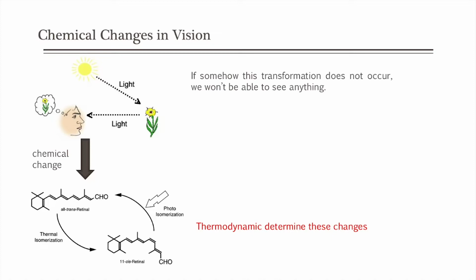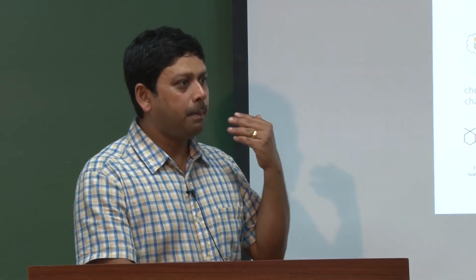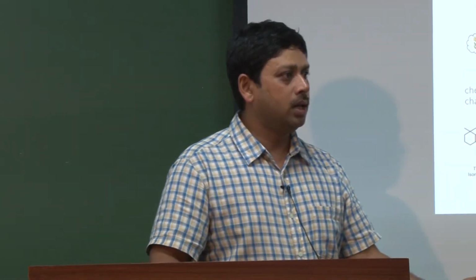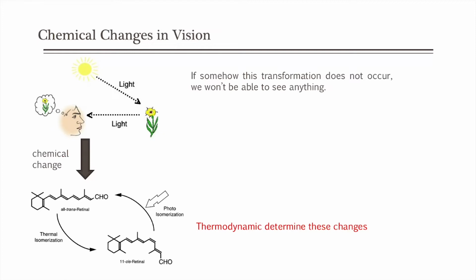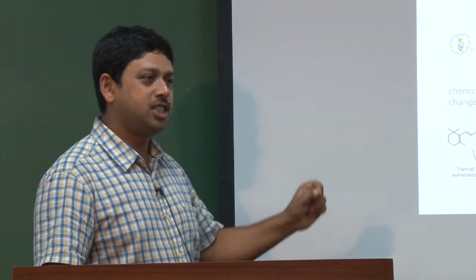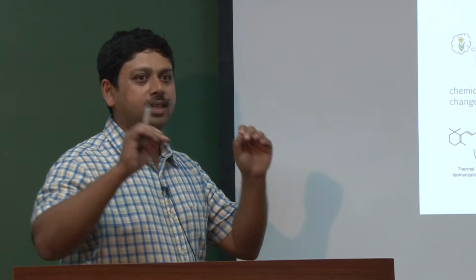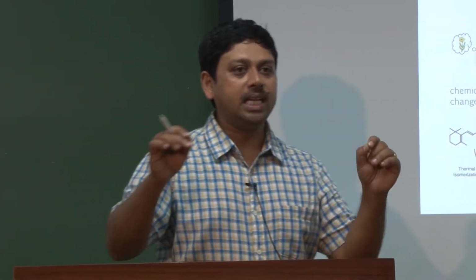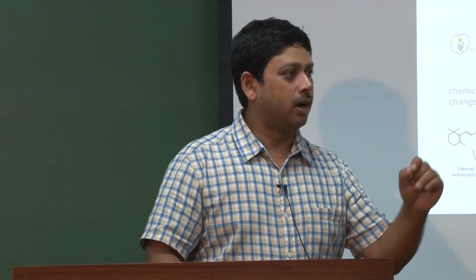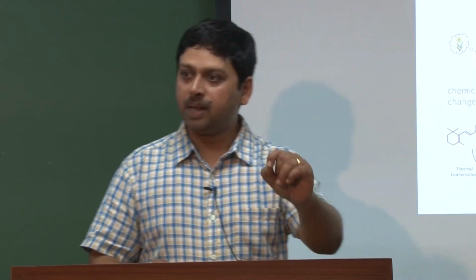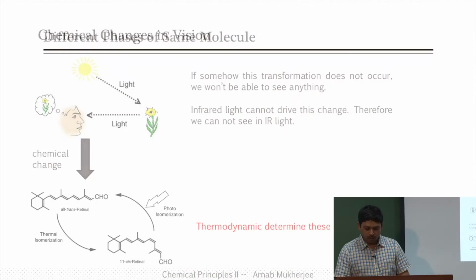Thermodynamics determines these changes. So, if, let us say, light of less than 400 nanometer falls, that is also electromagnetic radiation, but somehow that cannot activate this chemical transformation, and because it cannot activate that chemical transformation, one cannot see. So, that means even in our vision there are chemical changes happening, and in that chemical change thermodynamics is playing a very important role. So, we have talked about that.